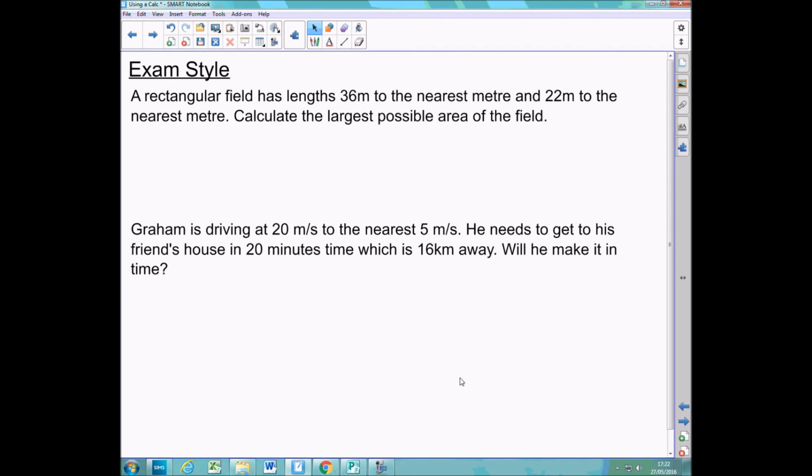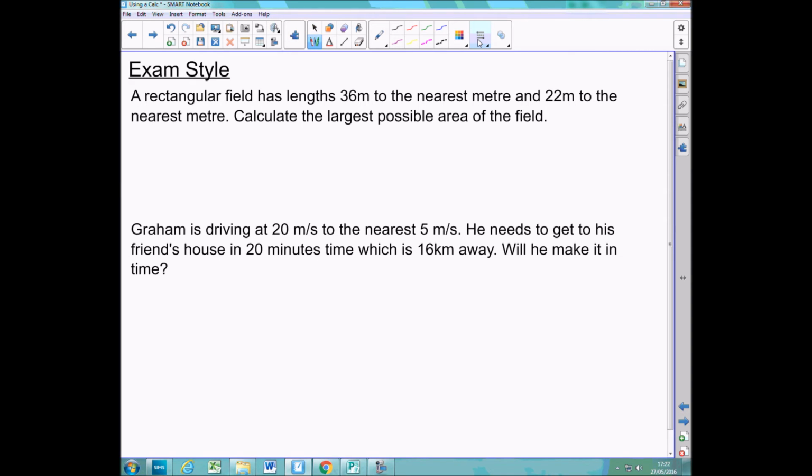Okay, so in this next section, we're going to look at a couple of worded exam style questions. So there's no real new content here. It's just a case of reading the question really carefully, understanding what the question's asking for, and then applying what we've just learnt about bounds to answer them. So pause the video, have a go at these questions, and then we'll run through the answers in a moment.